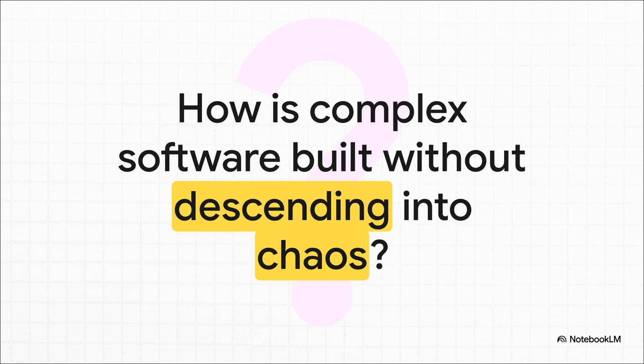And that really is the million-dollar question, isn't it? When you've got dozens, sometimes hundreds of people working on millions of lines of code, how do you make sure they're all building the same thing? How do you prevent it from all just descending into chaos? Well, the answer in a word is process. It's all about having a deliberate recipe to turn that chaos into creation.